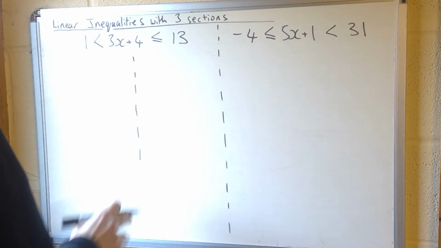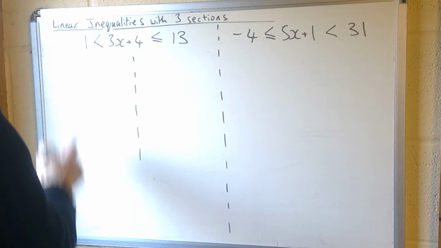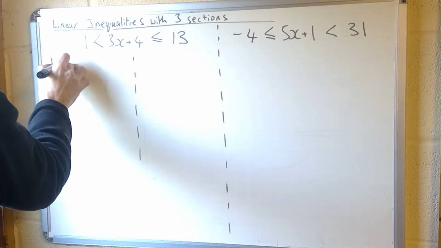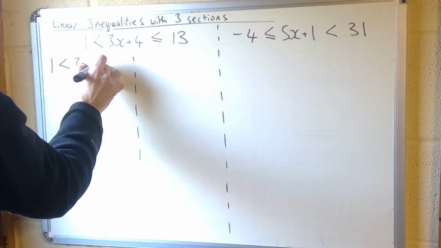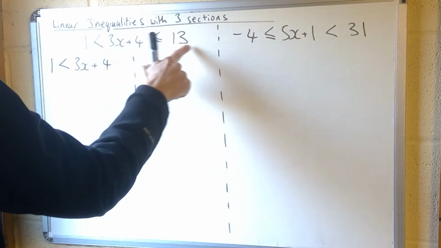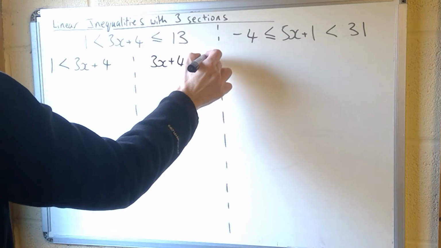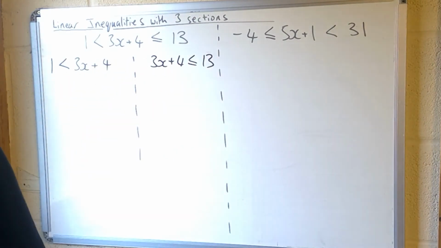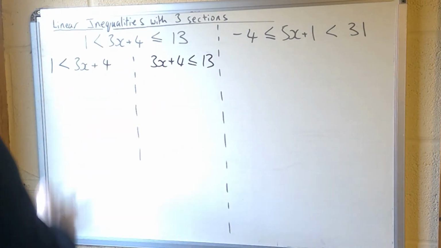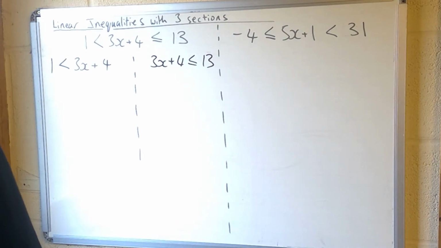So what we're going to do, the first method, I'm going to split it up into two sections. So I'm going to call the first bit 1 is less than 3x plus 4. And the second part, I'm going to take this section here, 3x plus 4 is less than or equal to 13, and solve them as two separate inequalities. So this is good practice at what we've done before.